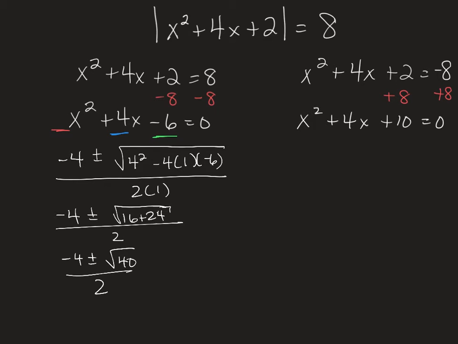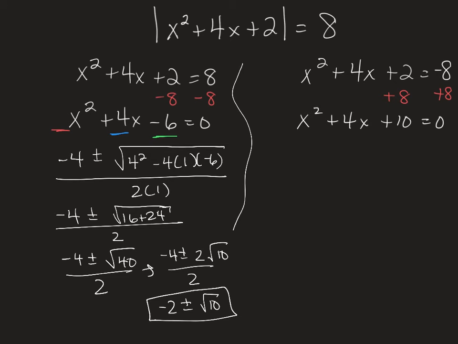You need to simplify this. It becomes negative 4 plus or minus 2 square roots of 10 over 2, which then reduces to negative 2 plus or minus the square root of 10. If you have one of the calculators that I recommended, the calculator will simplify it for you. So that's half the problem. Now we're going to look at the other half.